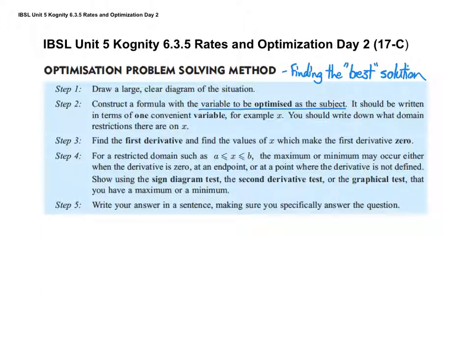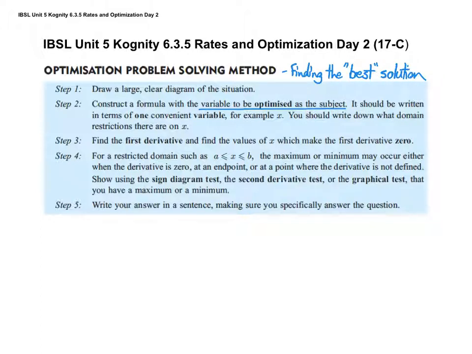Now, initially, you may use a formula that has multiple variables in it. But, as it says here, it should be written in terms of one convenient variable. So if you're dealing with area and it uses length and width, that's a good starting point, but then you need to look at the other information you're given and determine how you could express the length in terms of the width, or the width in terms of the length, so that you only have one variable in here.